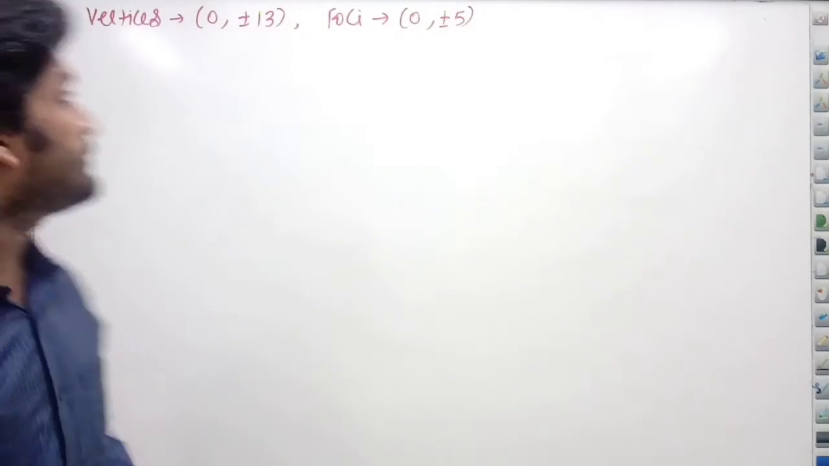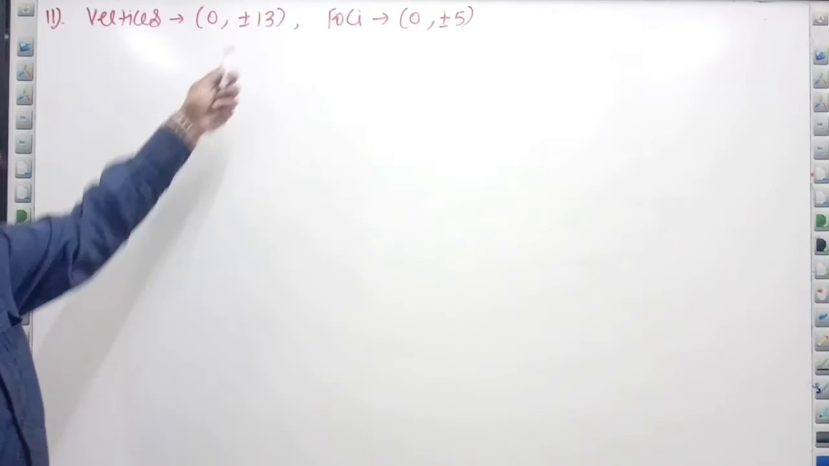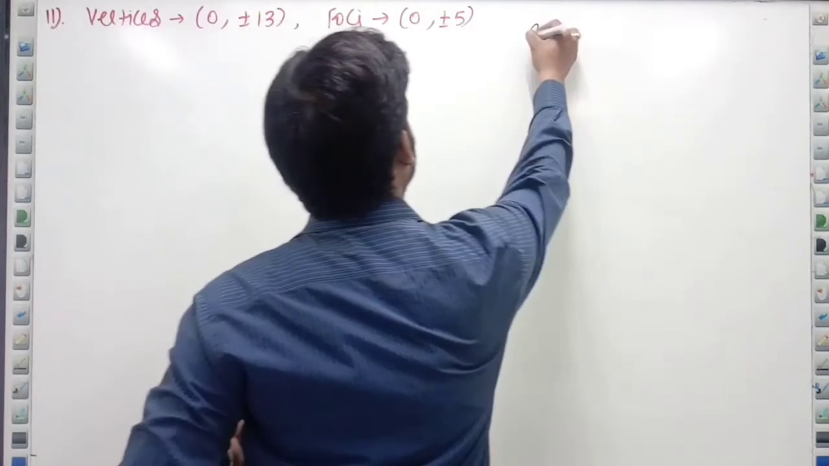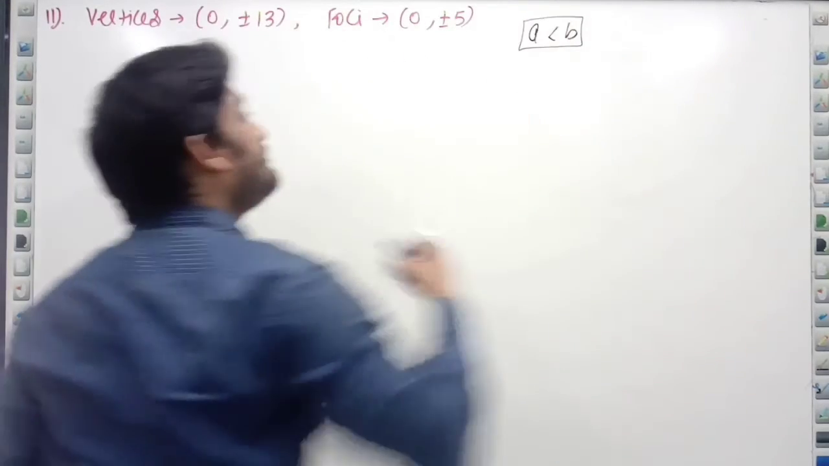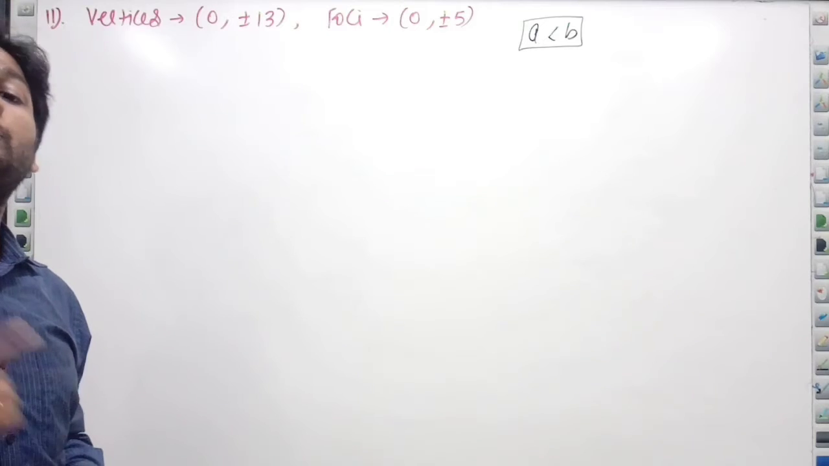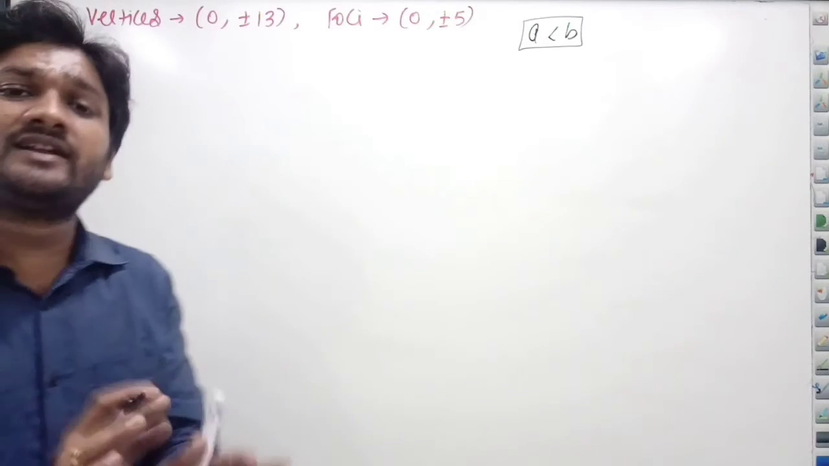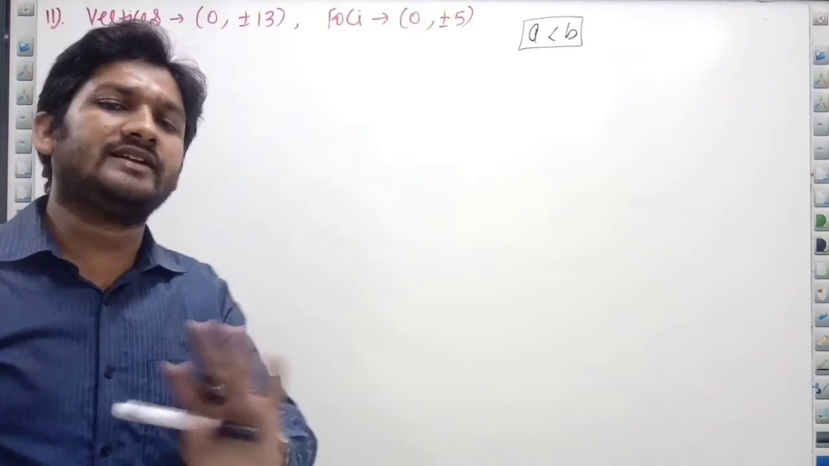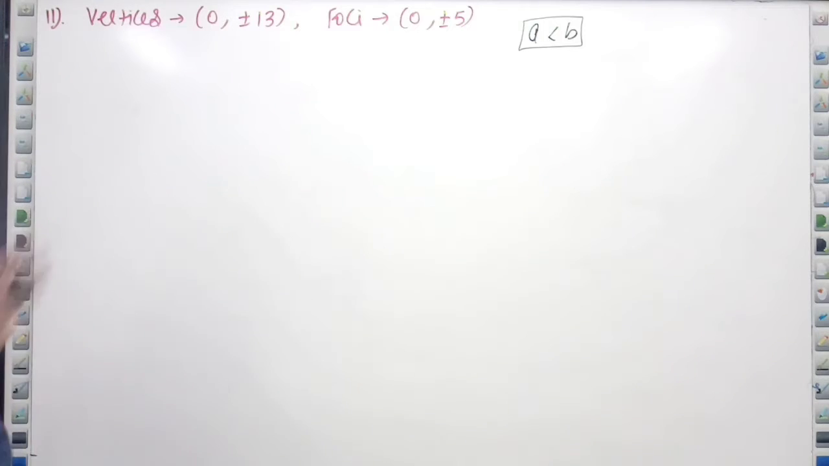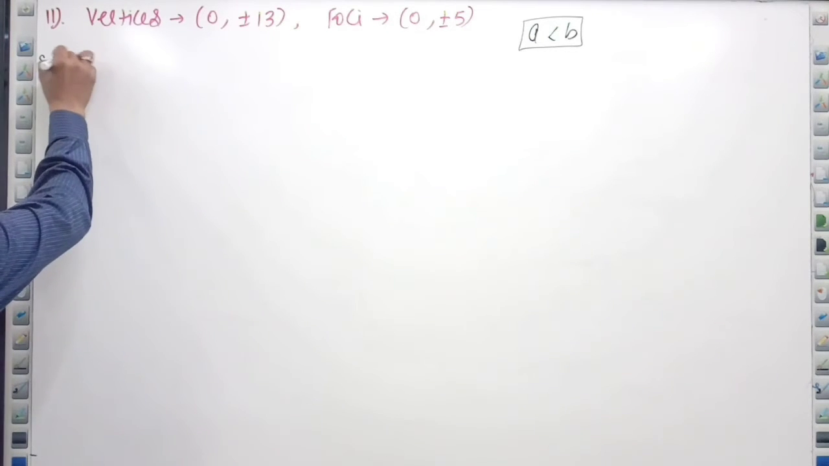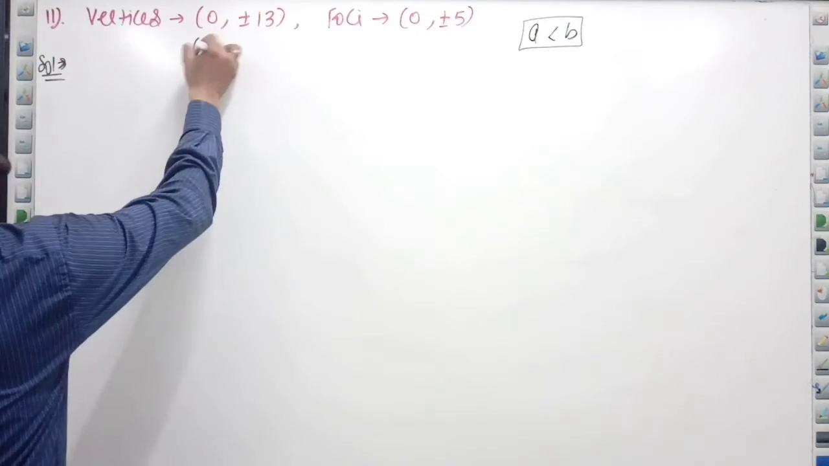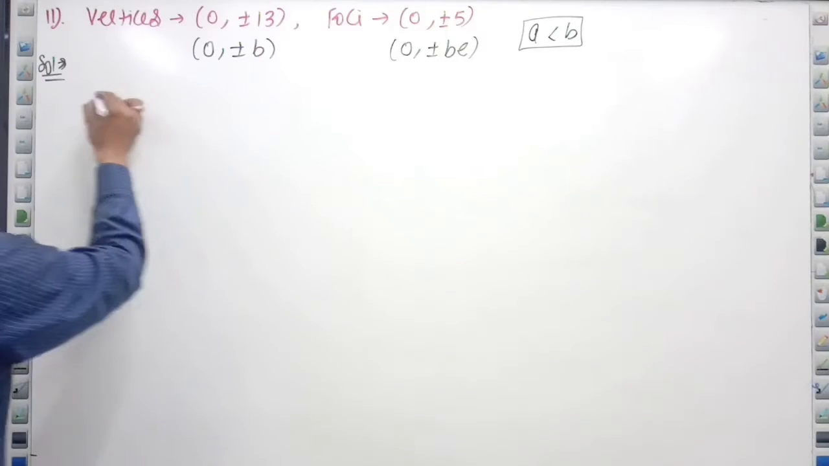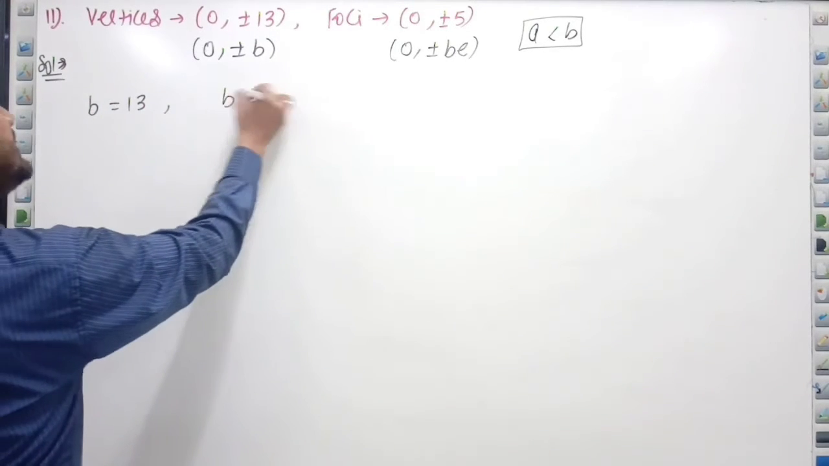Now question number 11. We have vertices and foci both on y-axis. As the x coordinate is 0, you can say this case is a less than b. Remember, this is the first thing that you will be identifying: whether a is greater than b or a is less than b. And the second thing is center, as I have already explained in the previous question, that in all the questions the center is 0, 0 in the NCERT, and we'll be checking it also if required. Now what is vertices? 0 comma plus minus b, and foci is 0 comma plus minus c. So I can say b is 13 and c is 5.